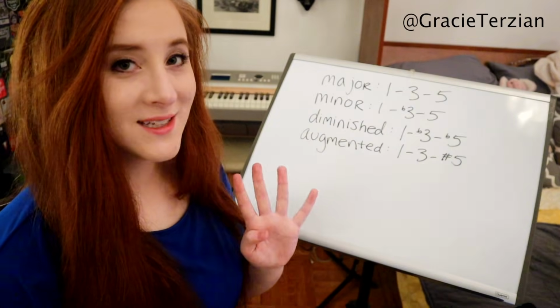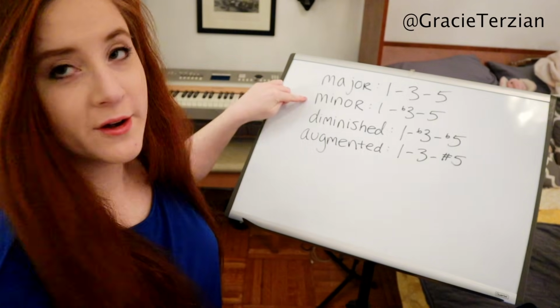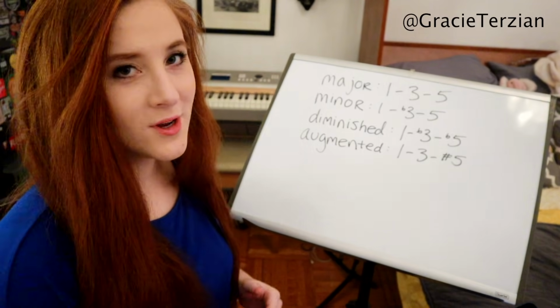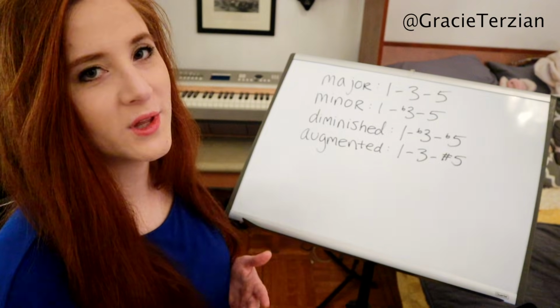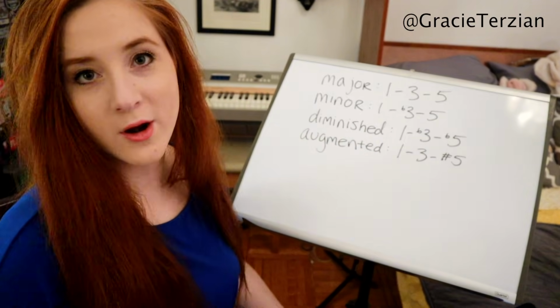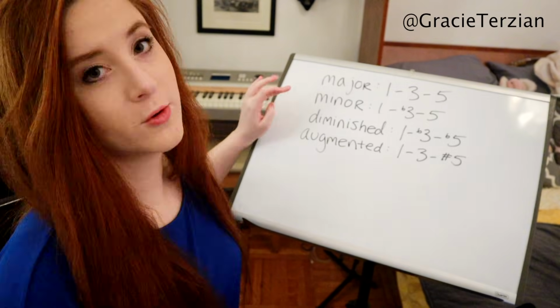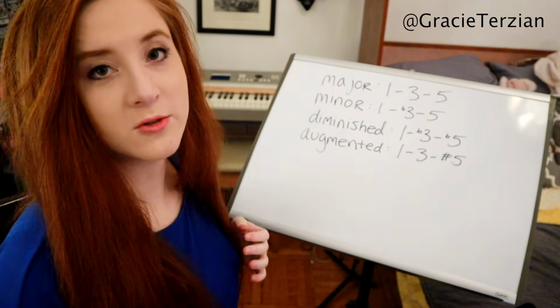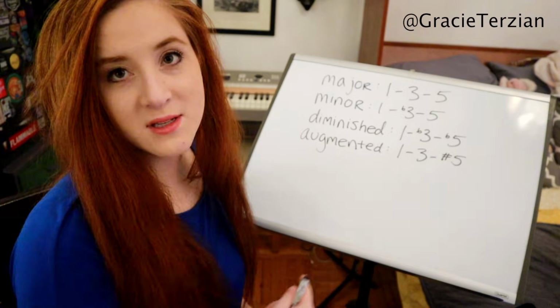There are 4 main types of triads: major, minor, diminished, and augmented. Chords have what I like to think of as simple little formulas, which I've written out right here. So let's pretend that I want to figure out what the notes are in a C major chord, a C minor chord, a C diminished chord, and a C augmented chord. And let's use these simple little formulas to figure it out.